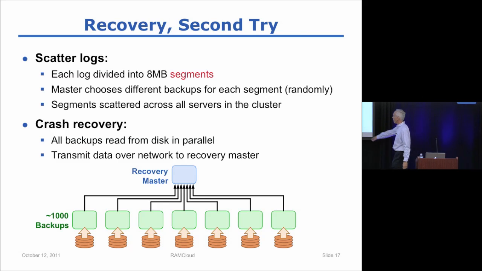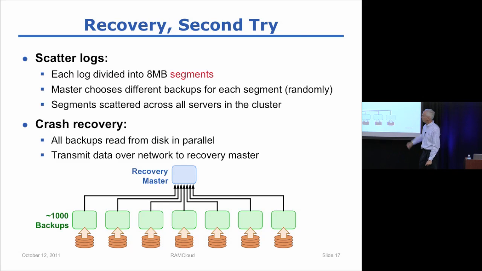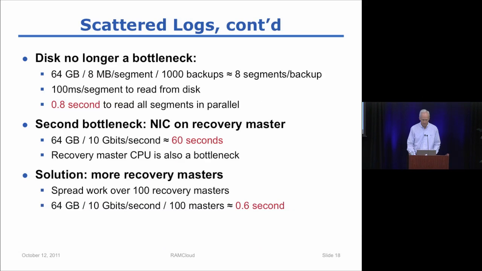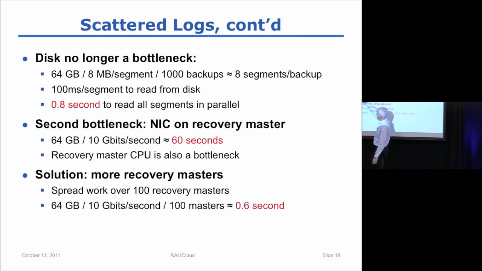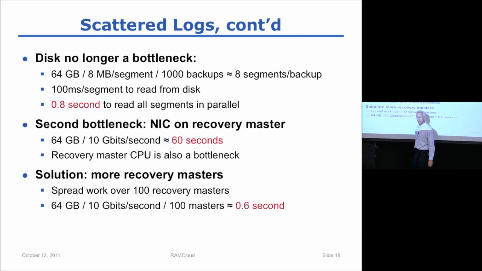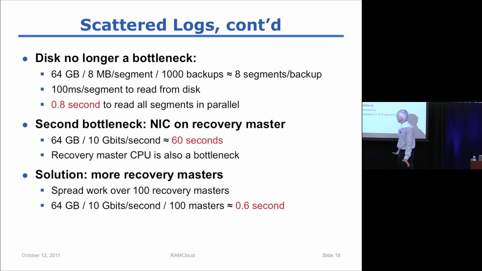So imagine using on the order of 1,000 backups. They can all in parallel be reading small chunks of the master's data. So the second approach is massive parallelism of the backups. They all read the data in and transmit it over the network to the recovery master. Things go much faster. We don't have to wait very long for the disks. And if you do the math with 1,000 disks, we can now get all of the master's information back into memory in less than a second. So it's a good start.